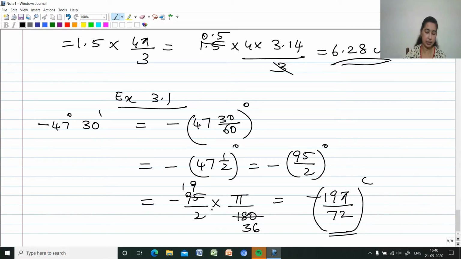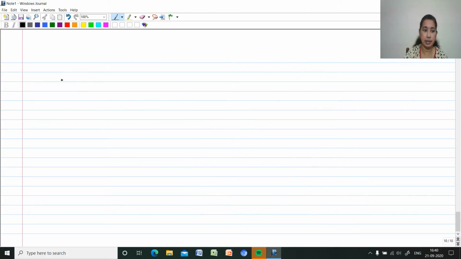So the remaining questions in converting to radian measure are all easy, direct questions. Then the second question is: find the degree measure of 11 by 16. This is in radians. In order to convert to degree measure, we have to multiply by 180 by pi.